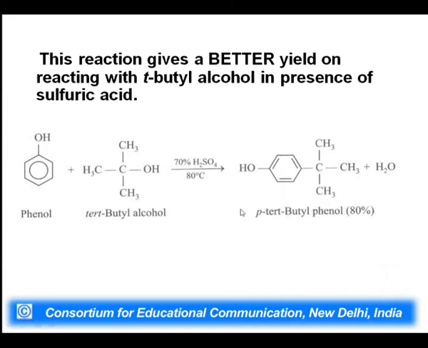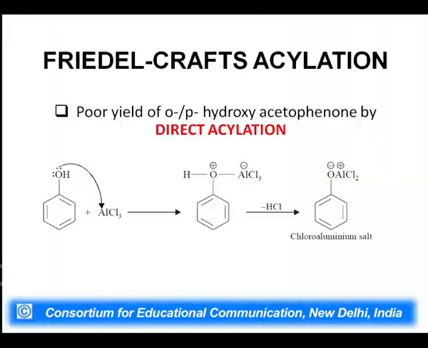So what we find in the case of phenols is that the better alkylating agents are alkenes in the presence of sulfuric acid or alcohols in the presence of sulfuric acid, instead of alkyl halides with AlCl3, because AlCl3 fails to generate the electrophile. Now, if we talk of Friedel-Crafts acylation, then we get a very poor yield of ortho and para hydroxyphenols because direct acylation is not a very good method. Again, what we find here is that this AlCl3 reacts with O here and fails to generate the electrophile.